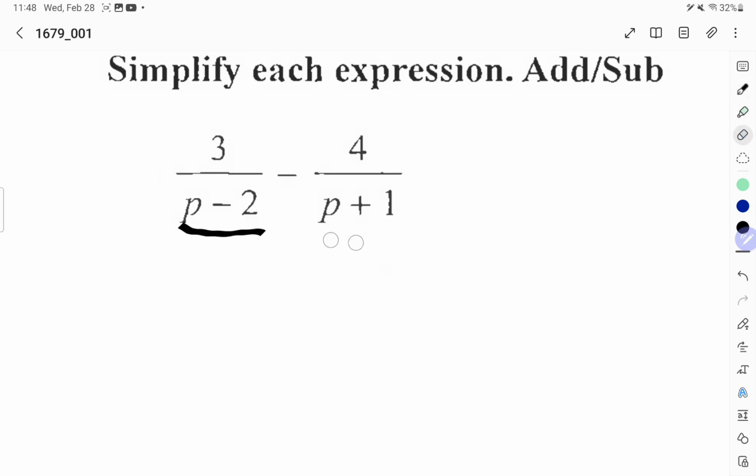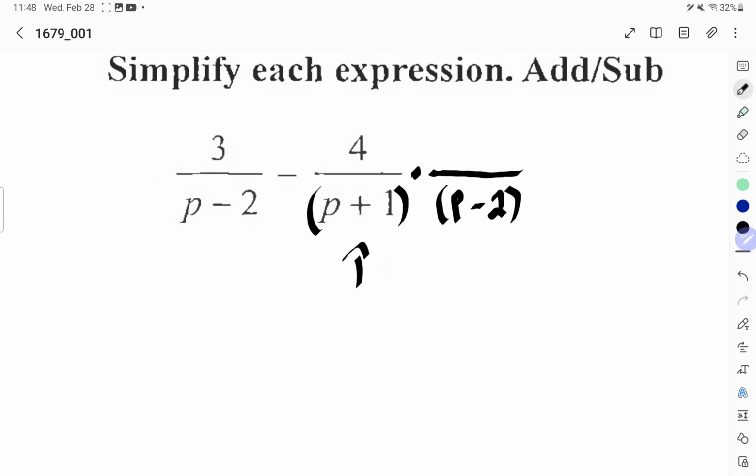And this is what I'm referring to. I'm going to be looking at this one first. Now, p plus 1, if I want to have p minus 2, I'm going to have to multiply p minus 2 to it. So this is what we're going to do. I'm going to go ahead and multiply by p minus 2. Same thing: what I do to the bottom, I do to the top.